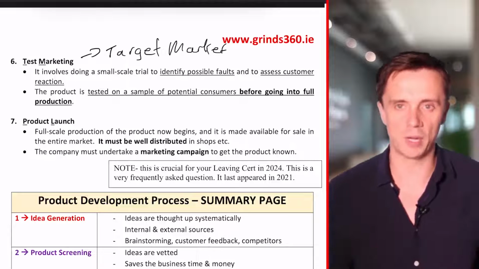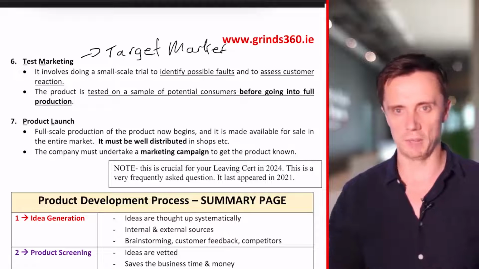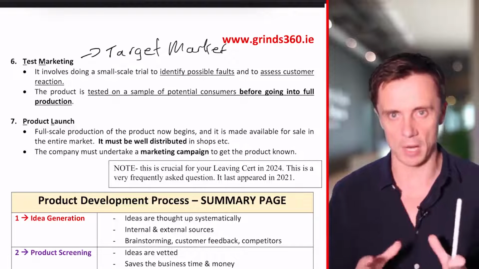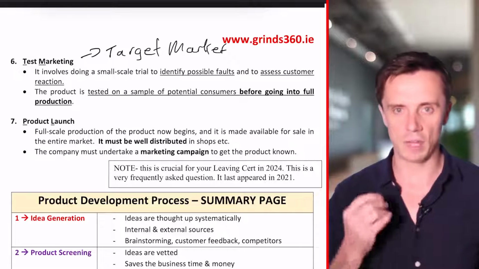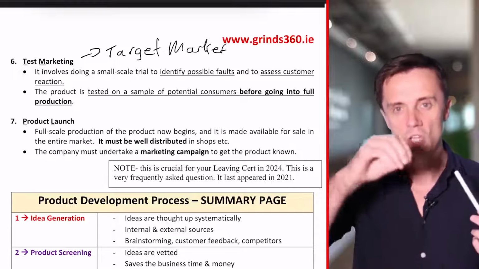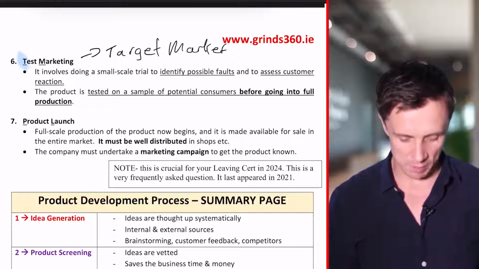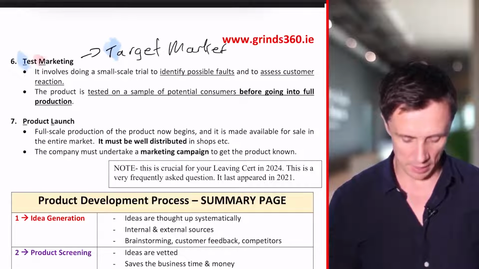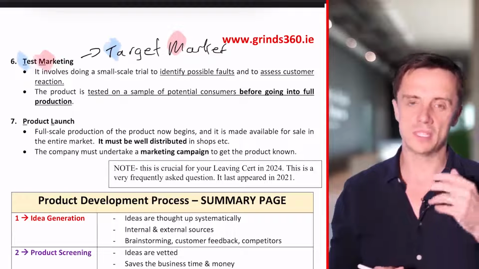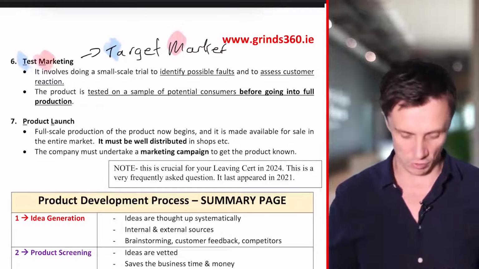So let's say I was bringing out a book for the Leaving Cert, I wouldn't ask my friends what they think of it, or show it to my auntie or uncle. You bring it to the test market, you bring it to your target market, Leaving Cert students, and you ask them for their feedback on it. That's what you're doing with test marketing. So think of the TM in test marketing circling back to the TM in target market. The whole point here is you're trying to identify any faults, assess their reaction, and make any adjustments you have to before you go into full-scale production.